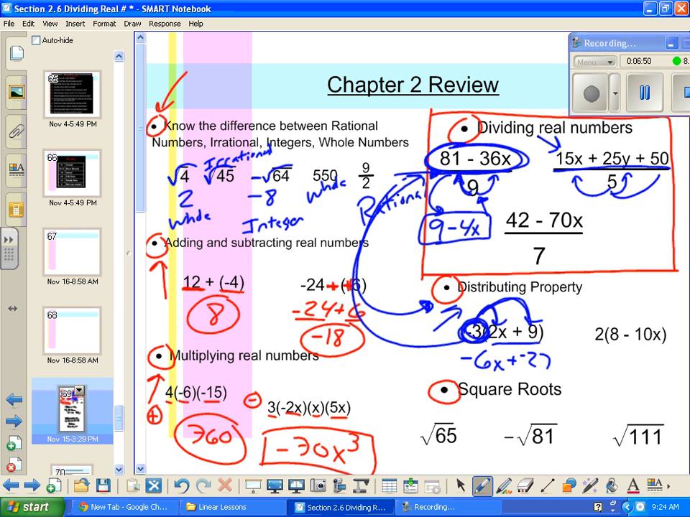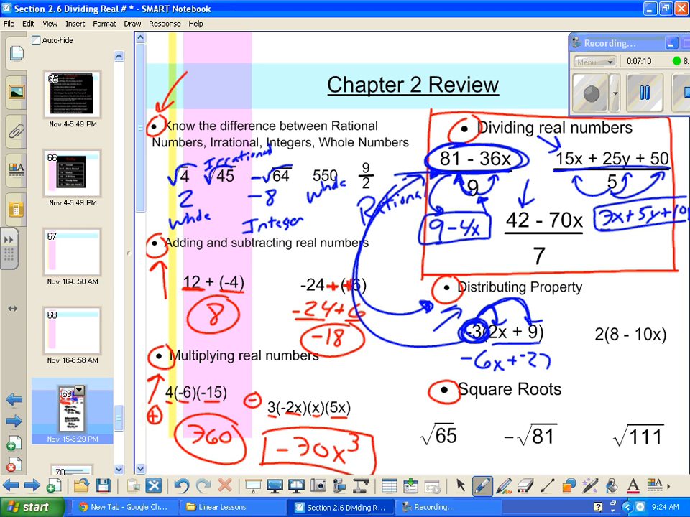So I can divide this one, and this one, all by 5. 15x divided by 5 gives me 3x. 25y divided by 5 gives me 5y. And 50 divided by 5 gives me 10, so the expression now just becomes each of those things divided by 5: 3x plus 5y plus 10.